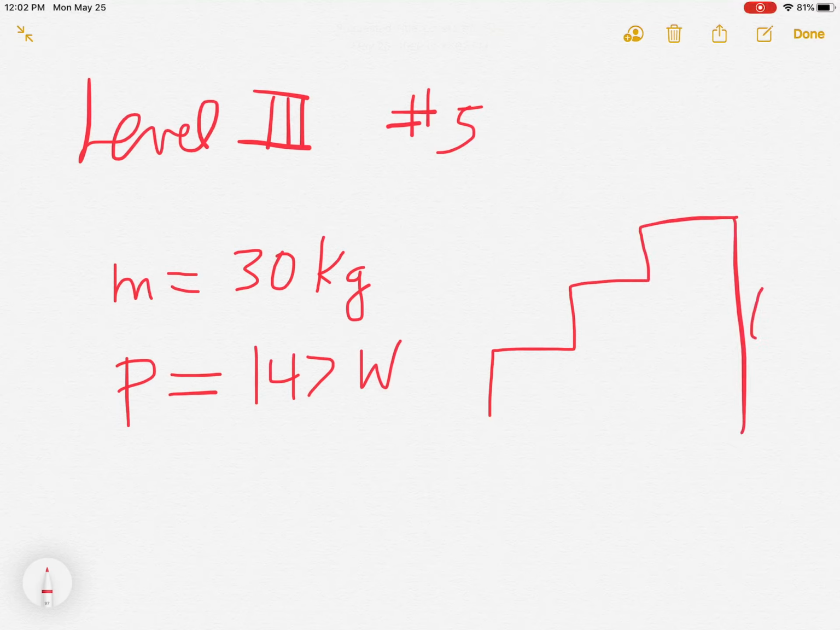So here's the staircase. I'll just put a couple of stairs in there. It's 60 meters high, but each stair is 20 centimeters apart. 0.2 meters is the height of each stair. Okay.